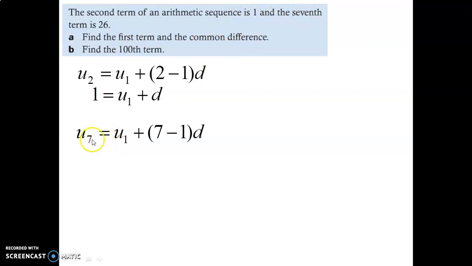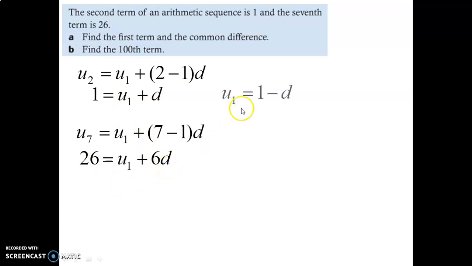The 7th term, so u7 equals u1 plus 7 minus 1 times d, because the n value is 7. So there we have another rule. Simplify that a little bit, I get this. So now I have two equations, this one and this one. It's a system of equations because they have the same two unknown variables.